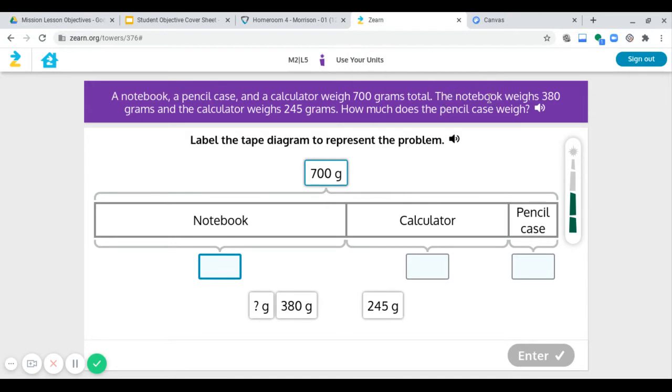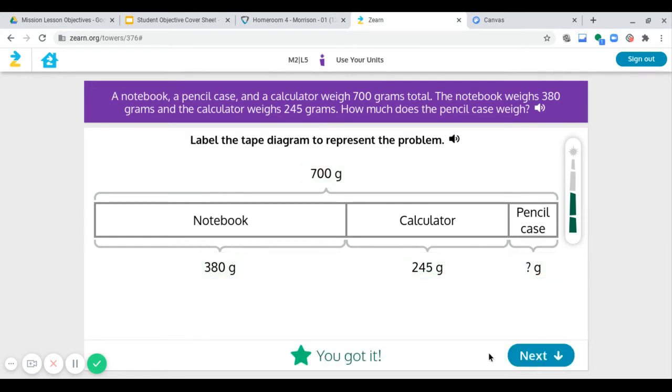And then it tells me the notebook weighs 380 grams. And the calculator weighs 245 grams. Just like that. And then it asked me, how much does the pencil case weigh? I don't know yet. So that's going to be represented by the question mark. And again, that's what I'm going to be trying to solve for, that pencil case. Okay, so I labeled them right.